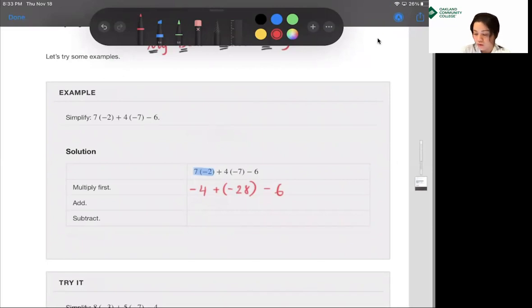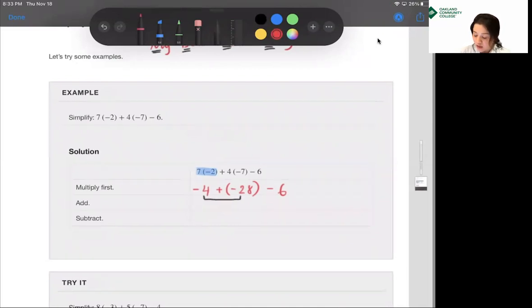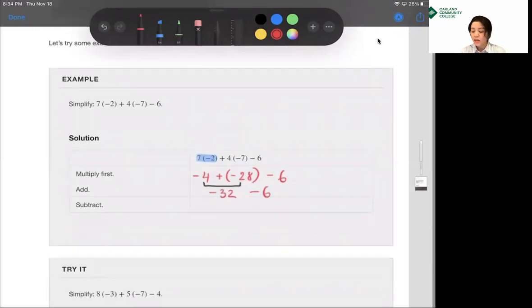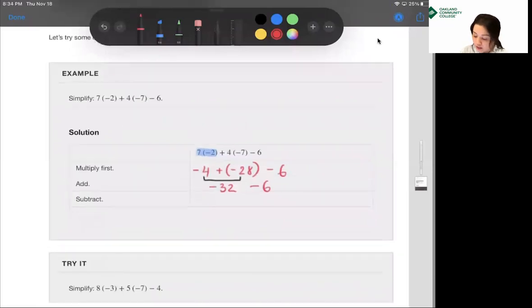So let me show you what I'm doing right here. I'm trying to combine the two numbers. -14 plus -28 is -42. And then bring down the -6. -42 minus 6 is -48. So the final answer will be -48.